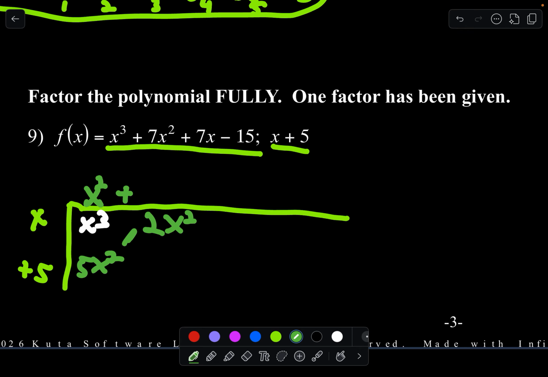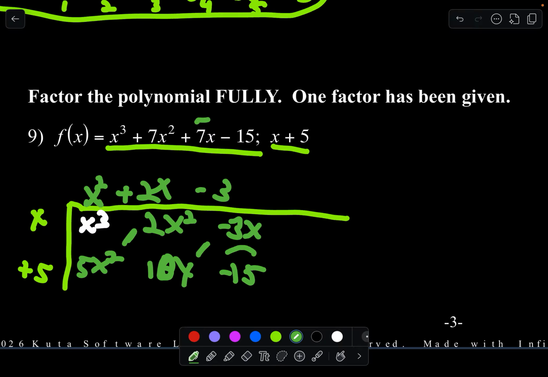Okay. And then that's going to give me 10x. 10, not 16, 10x. And then what do you have to add to 10x to give us 7x? And that'll be a negative 3x. What do you have to multiply x by to give us negative 3x? Is negative 3. And then negative 3 times 5 is negative 15. And once again, it goes in evenly.